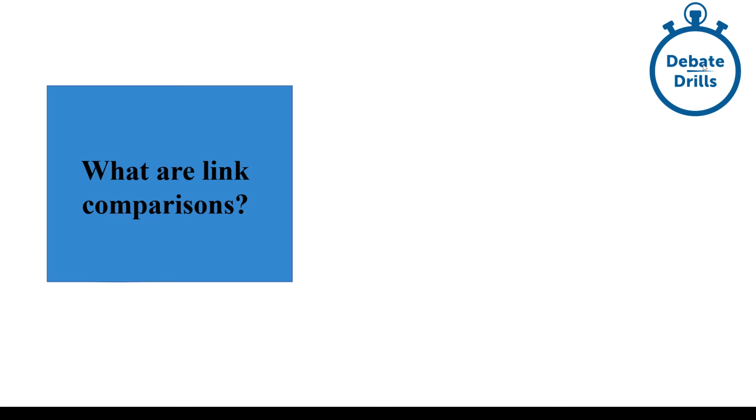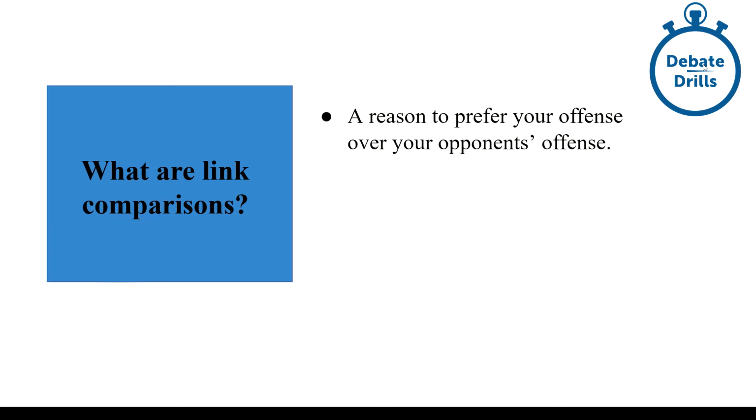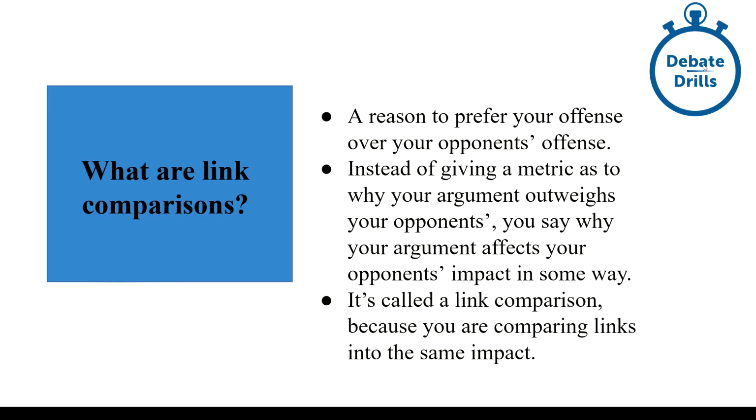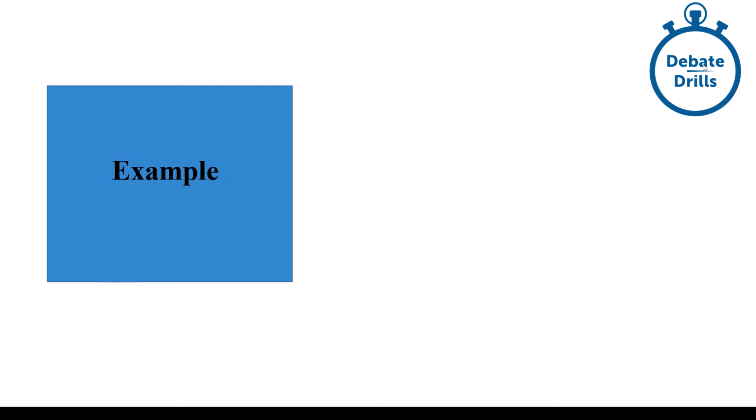So what are link comparisons? A link comparison is a reason to prefer your offense over your opponent's offense, so it's a type of weighing argument. However, what makes link comparisons different from traditional weighing arguments is that instead of giving a metric as to why your argument outweighs your opponent's, for example, a mechanism like scope, probability, or time frame, you would instead say why your argument affects your opponent's impact in some way. The reason it's called a link comparison is because you are comparing links into the same impact, as opposed to comparing different impacts, which is what traditional weighing covers.